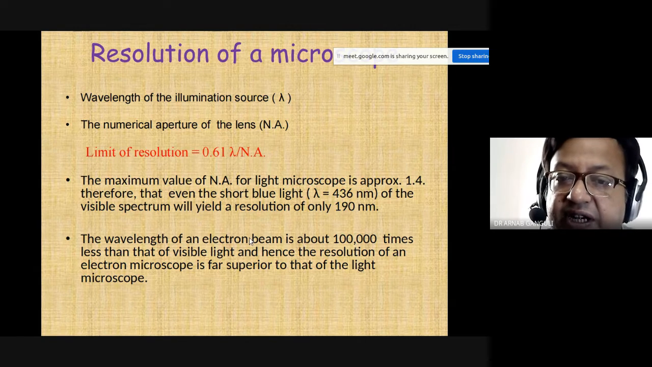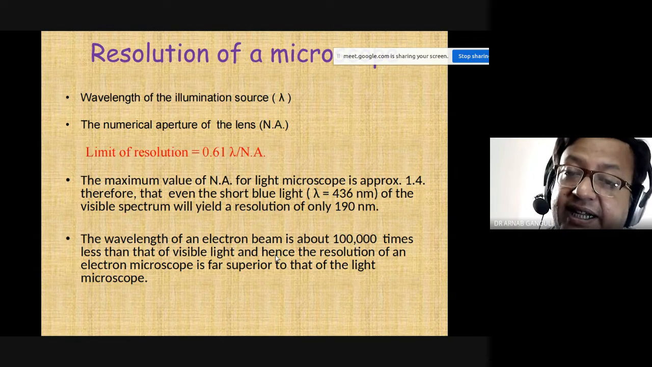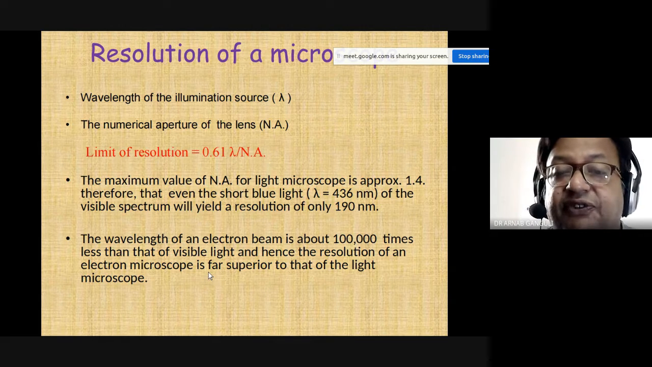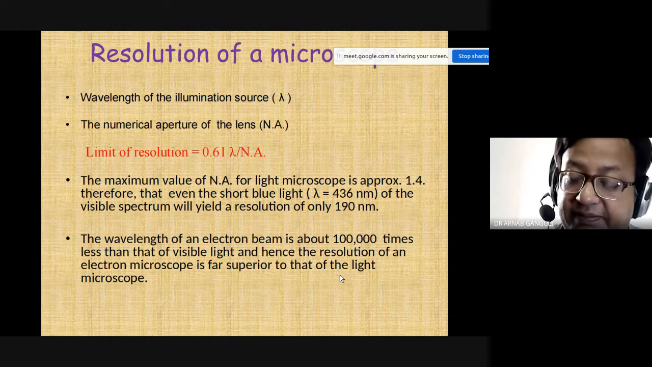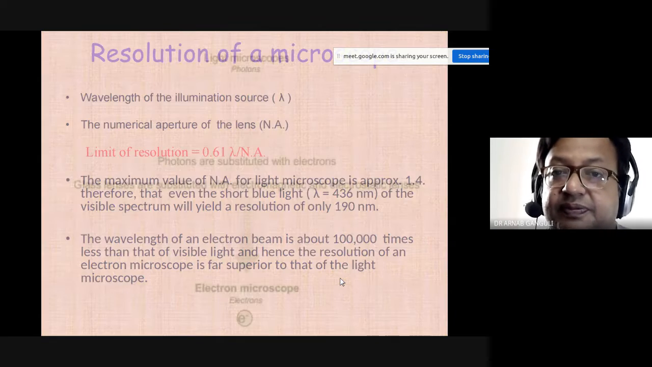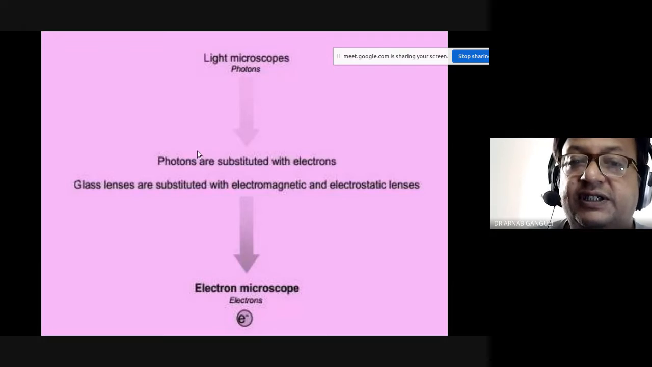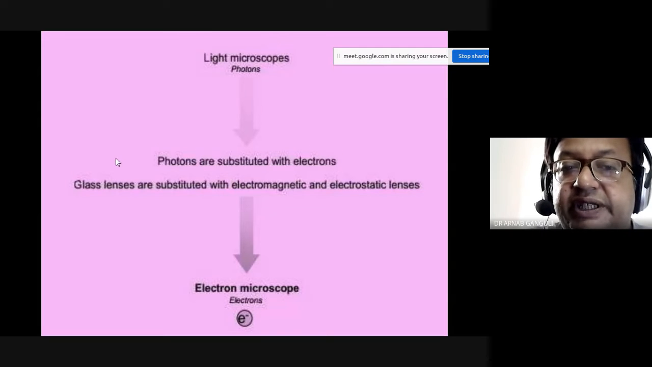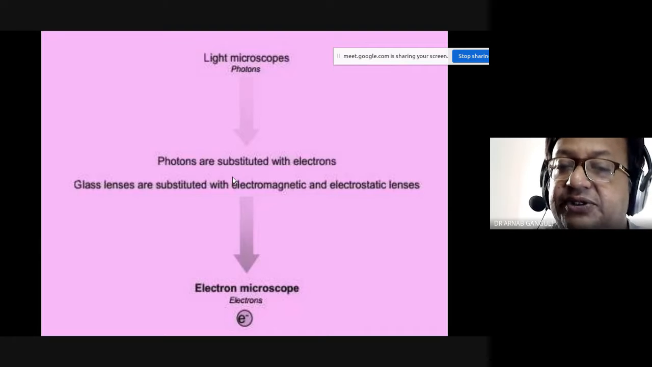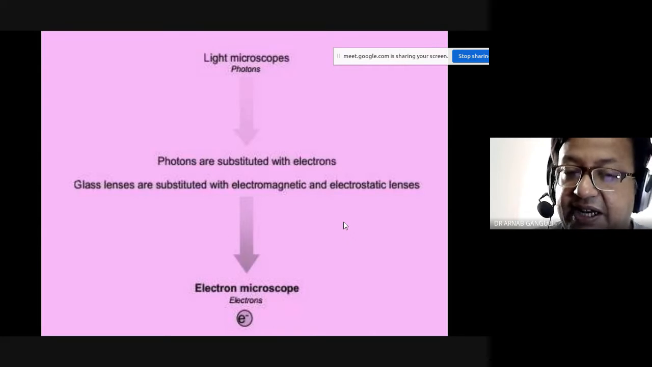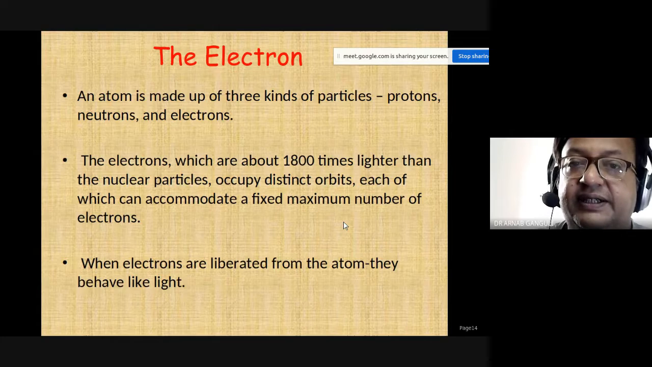The wavelength of an electron beam is 100,000 times less than that of visible light, and hence the resolution of an electron microscope is far superior to that of a light microscope. So, in light microscopes, you have light photons. Here, photons are substituted with electrons. Glass lenses are substituted with electromagnetic and electrostatic lenses. And you have electron microscopy done.